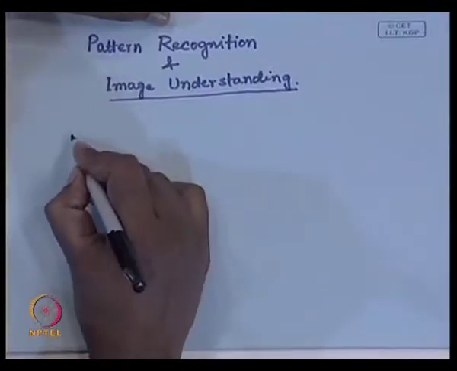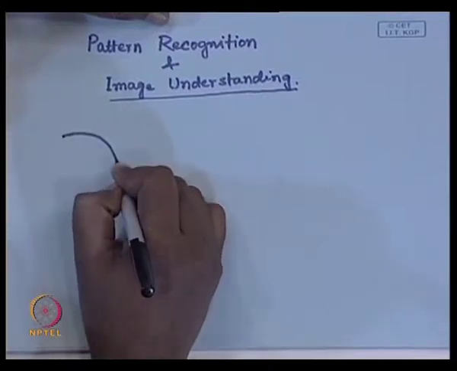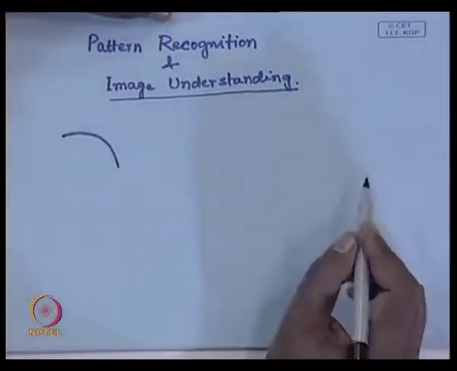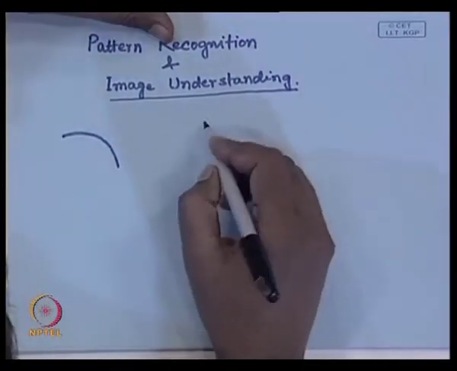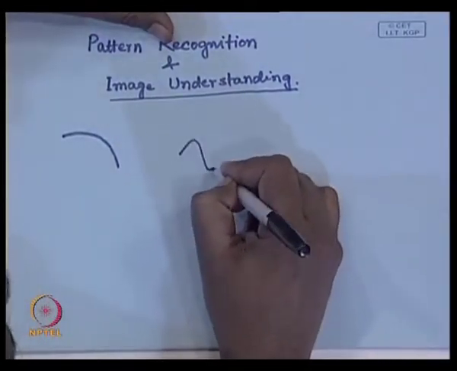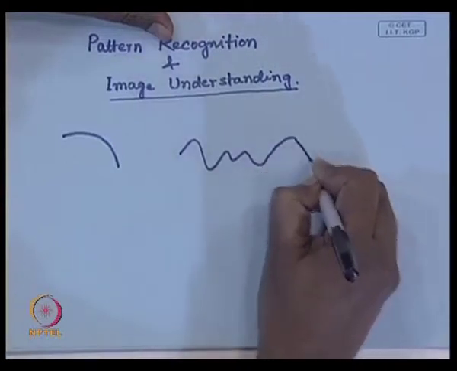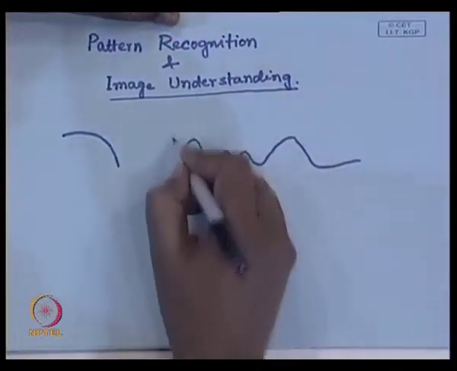So, let us take a very simple example to start with. Suppose we have a circular arc, say something like this. Okay. So, this circular arc is also a pattern. Similarly, if I have some function something like this, some variation of signal.